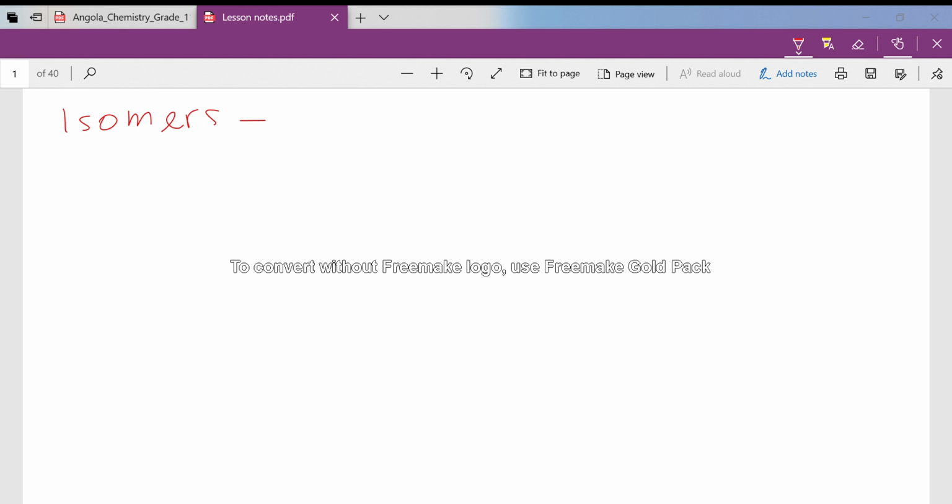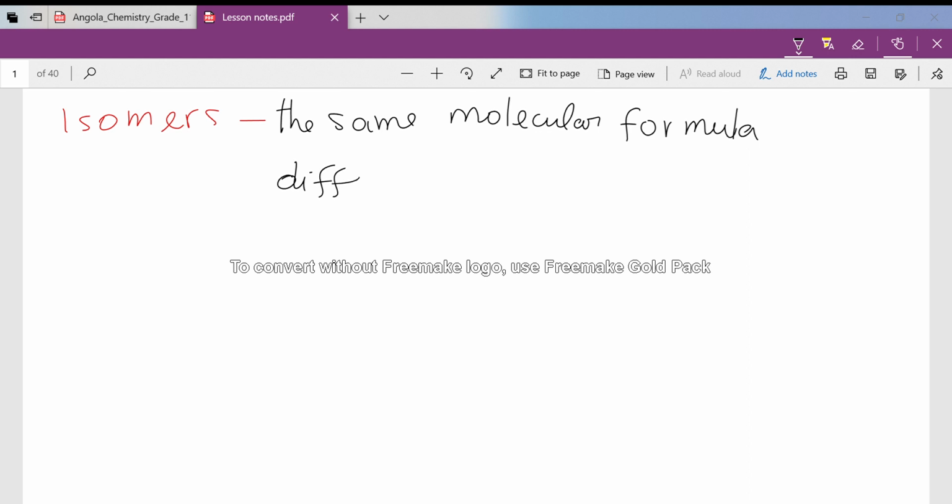In isomers we have the same molecular formula and different structural formula. So the number of atoms is the same, but the structure is different.